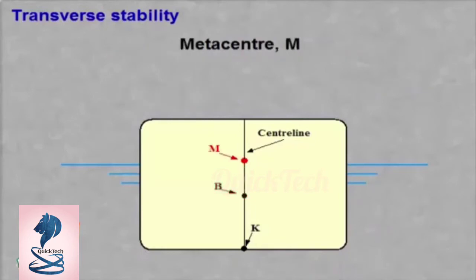M is the metacentre of the ship. When heeling, at small angles, the ship will pivot around this point. Its importance and placement will be explained in the next chapter.